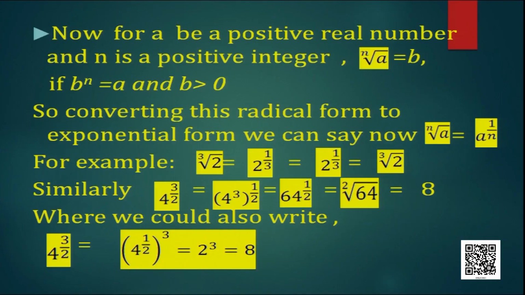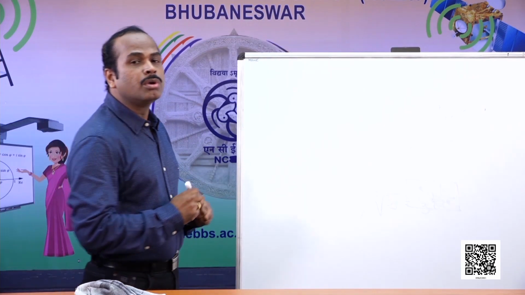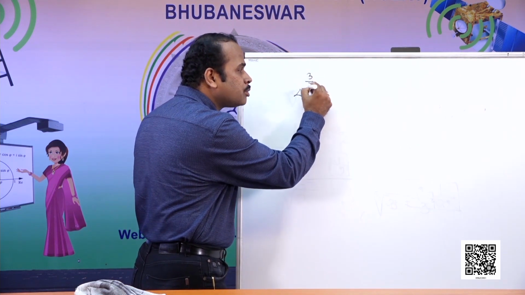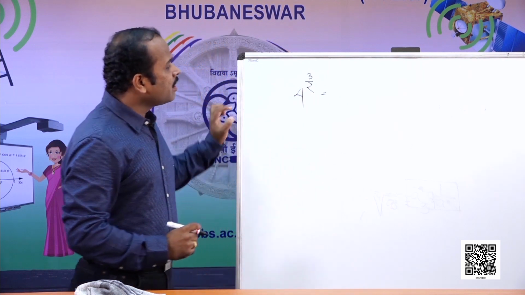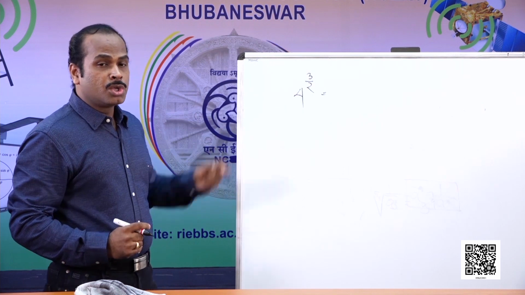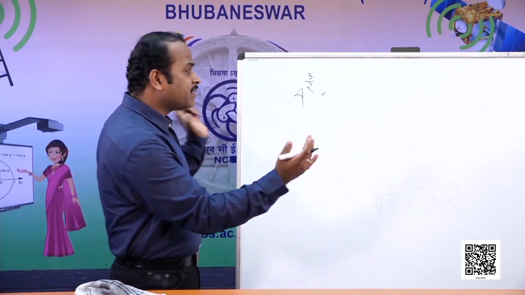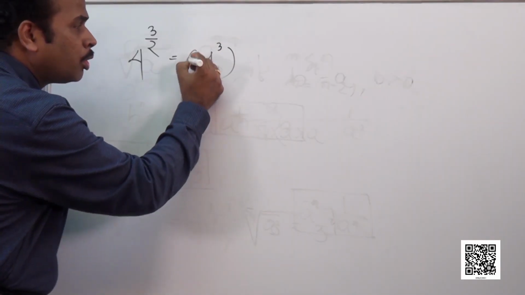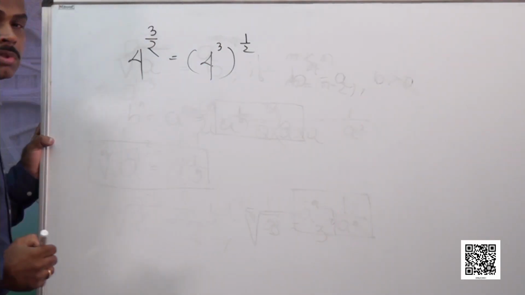Similarly, suppose I change to 4 to the power 3 by 2. Here, instead of 1 by 2, I have written 3 by 2. So what will happen? I will split this now in this form: 4 to the power 3, whole to the power 1 by 2.